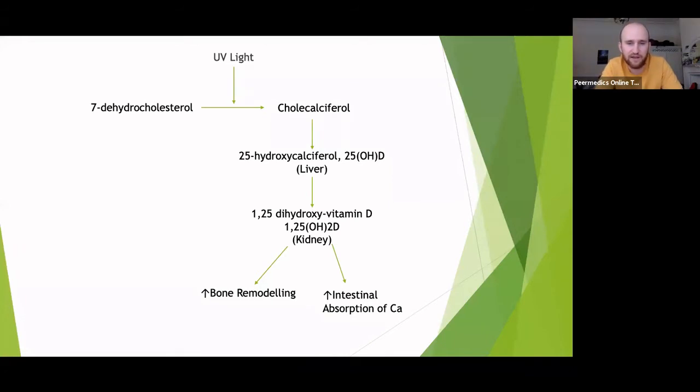Obviously the main thing is that it increases intestinal absorption of calcium, and that's its main action really. It has a small amount of action on the bone remodeling because of the homeostasis of the calcium and phosphate that it has, which is needed for bone modeling. But without vitamin D, calcium is very poorly absorbed by the intestine. And so it's really important that you have that active vitamin D to encourage that absorption.